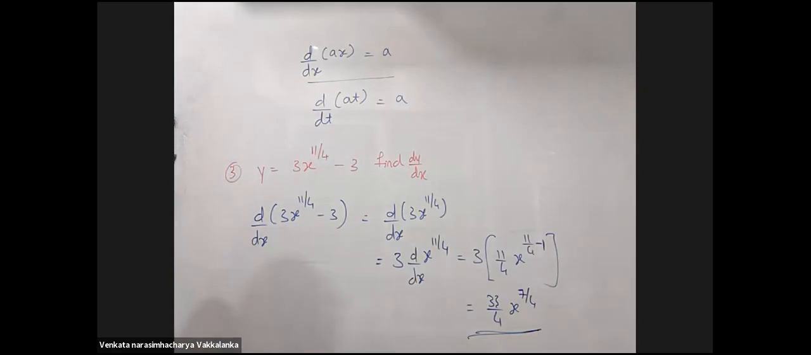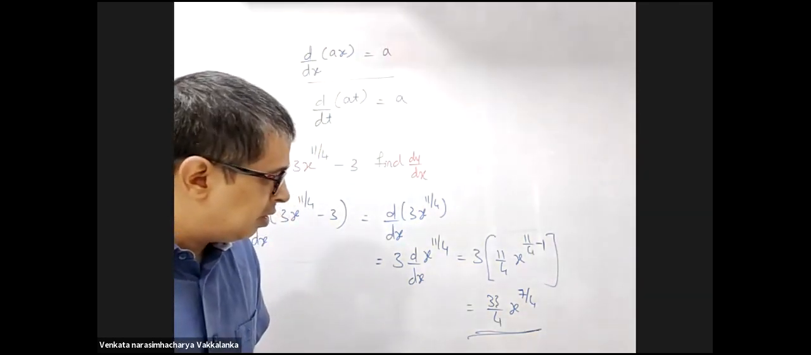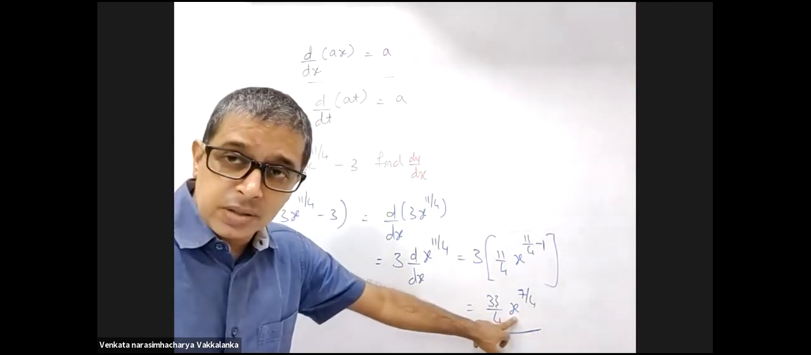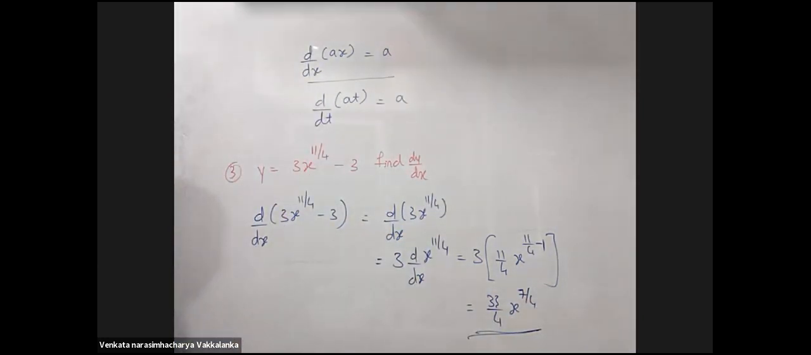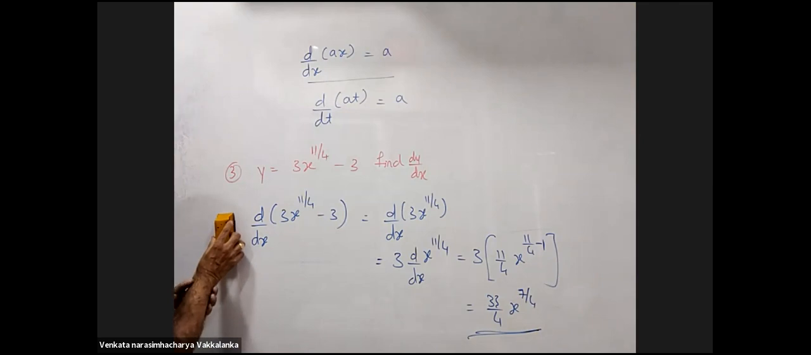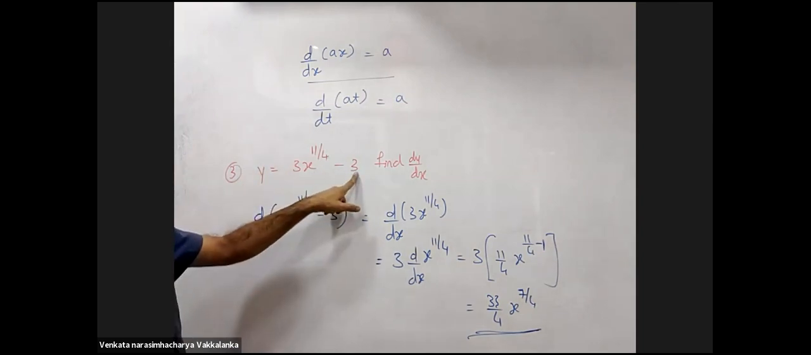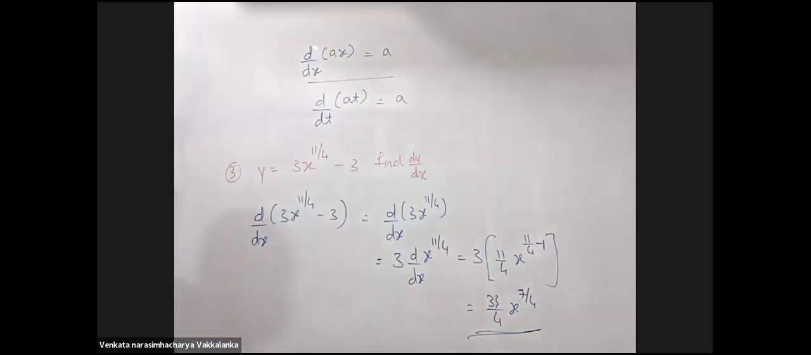So x to the power 7 by 4 will be the 4th root of x raised to 7. Can the same answer be got if we take 3 common? You can, no issue. Bring 3 common. What is differentiation of 1? 0. You write plus 0, plus 0.